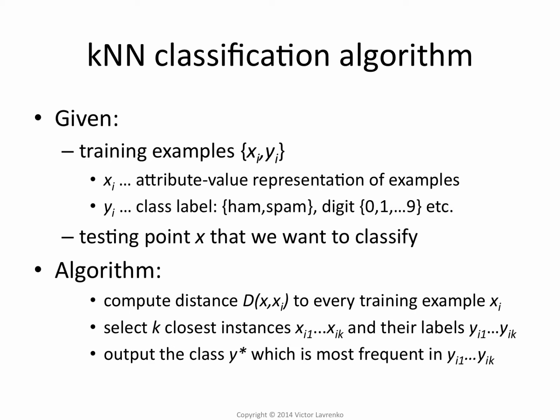So I basically have these nearest neighbors voting for each of their classes, and I look at the class that gets the highest vote, the most votes. So it's a very simple algorithm. Notice, no training phase at all. The algorithm starts by computing distances from the testing point x to all of the training examples.